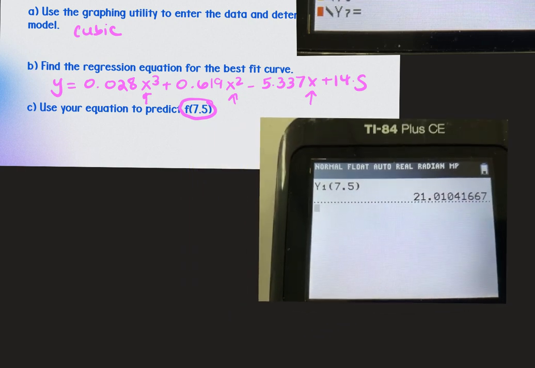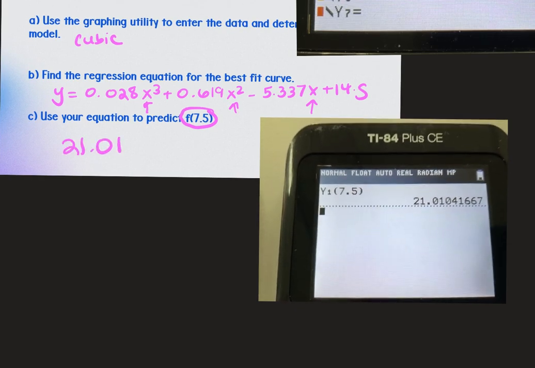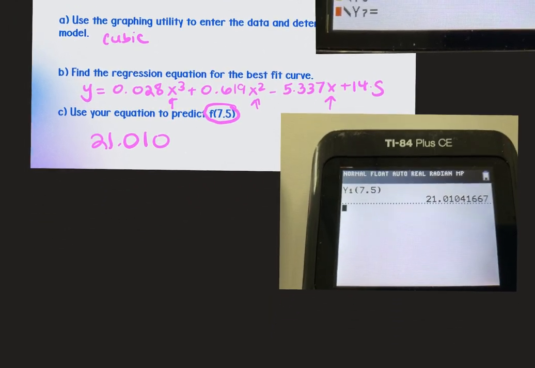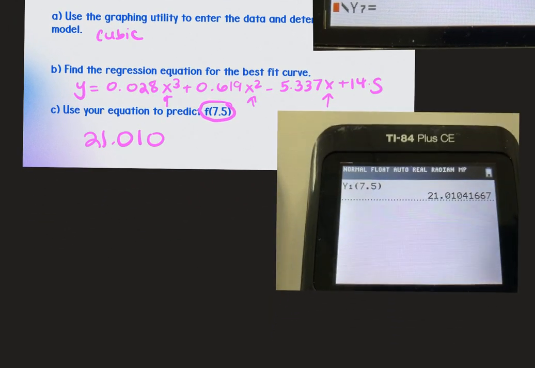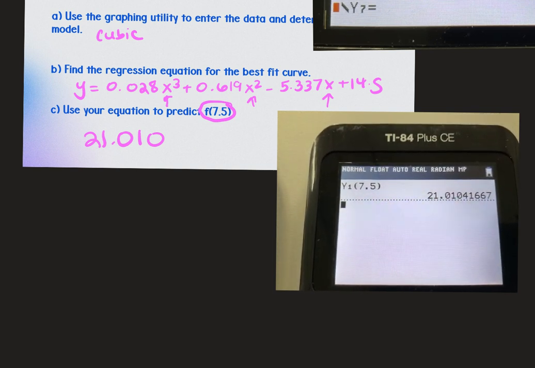And the predicted value would be 21.010. And there's no units on this one. If there was units, like on the example we used on Wednesday, it was money, right? If there was units, I would make sure I recorded it. Questions on any of that process?